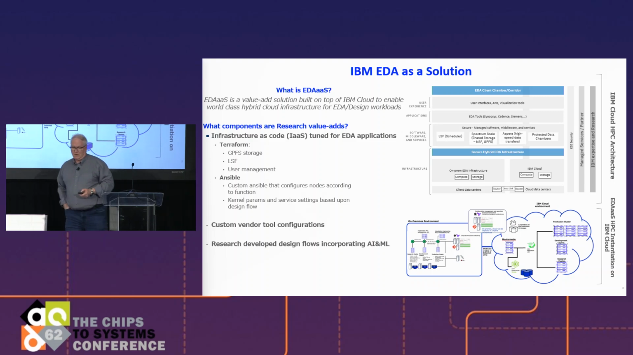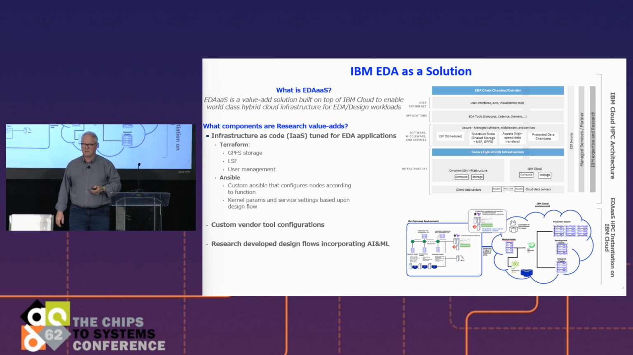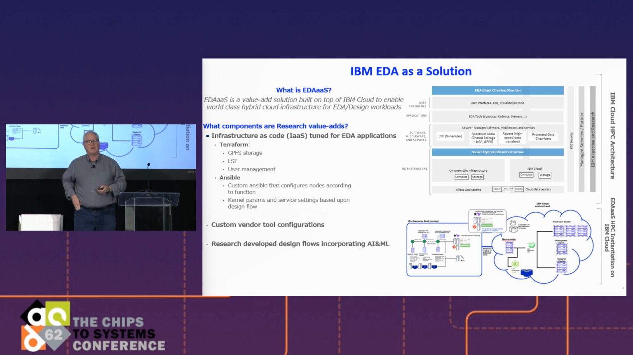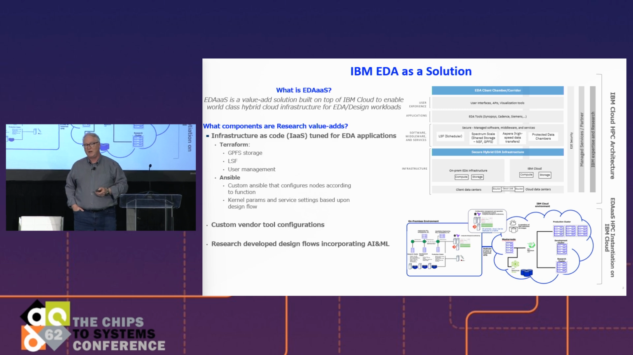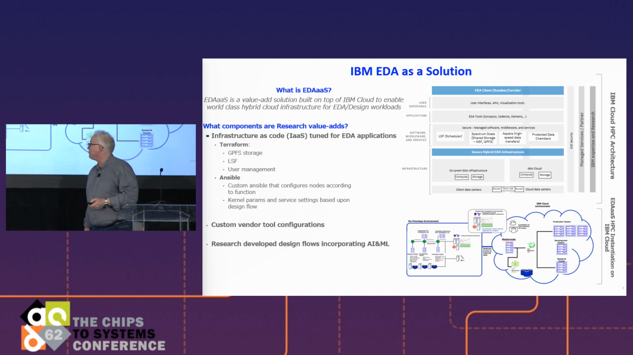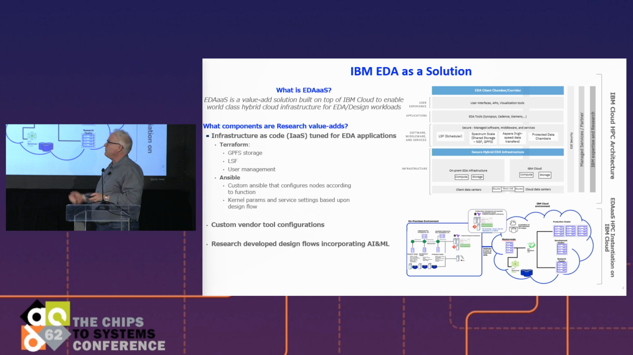So to start off with the definition, what is our EDA as a solution? It's a value-add solution built on top of our HPC cloud offering to enable world-class hybrid cloud infrastructure for EDA design workloads and also cloud-only infrastructure. The components that we offer that are value add are to be able to treat infrastructure as code. We have a way that I'll describe in a few minutes to bring together some key advantages that IBM has in our product portfolio to generate unique infrastructure.